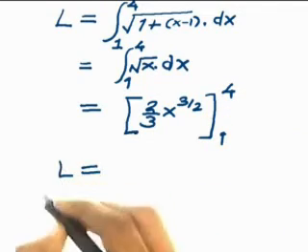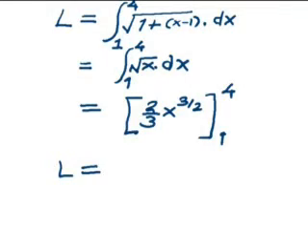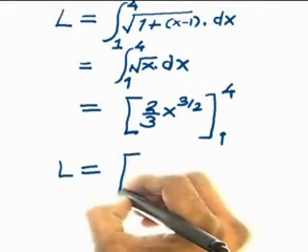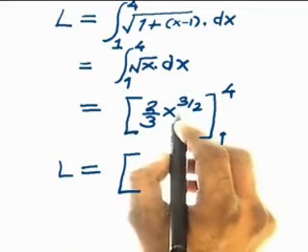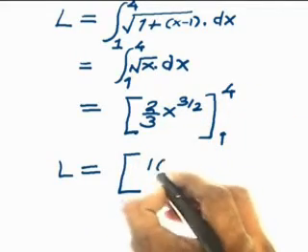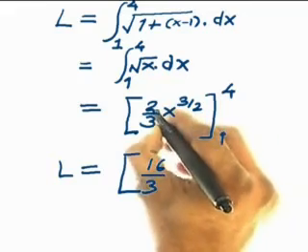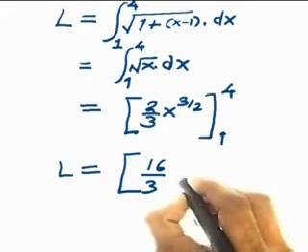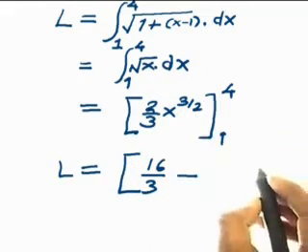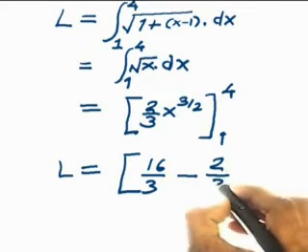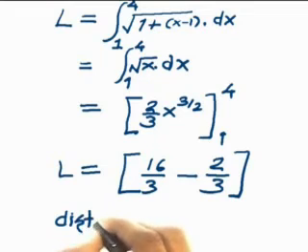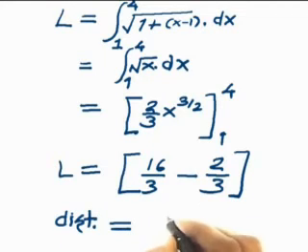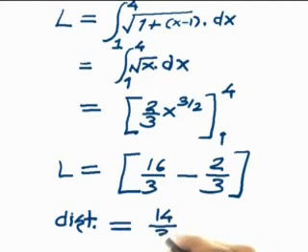So, by putting the values of limits, if we put x equal to 4, then x to the power 3 by 2 comes out to be 8. So 8 into 2 by 3 becomes 16 by 3, minus, when we put x equal to 1, it becomes 2 upon 3. So the final answer for the distance between A and B is 14 upon 3 meter.